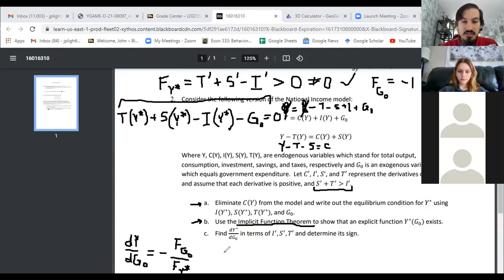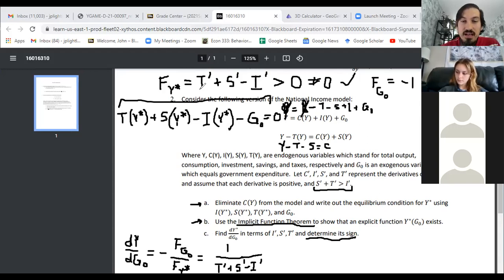Okay, Jordan's there and he's waiting. So, but we're almost done. This is good. Now I just need to plug in what I found here for F_g0, which is -1. Notice I have a negative here and a -1 here. I'm going to already cancel those out and just put a +1. F_y star is this thing on the bottom, t prime plus s prime minus i prime. Should I put the serifs on the i? It looks a little bit better with serifs. Okay, that's the answer for find dy/dg0. We found it. It's here. How about this part? Determine its sign.